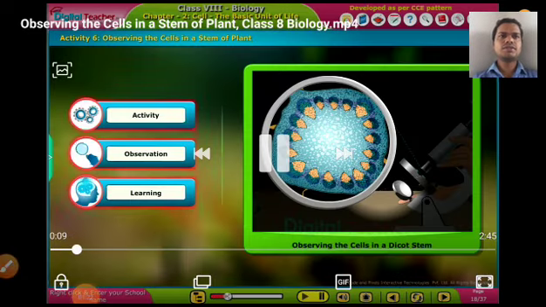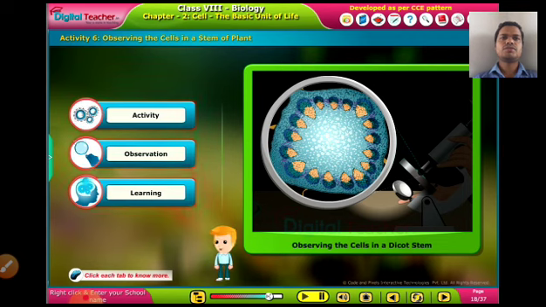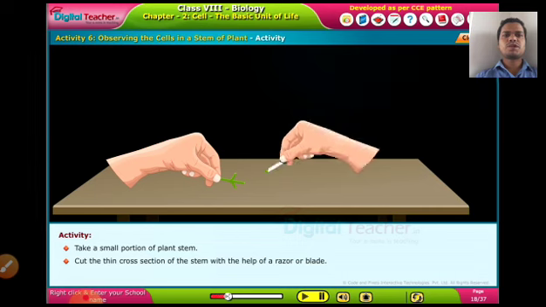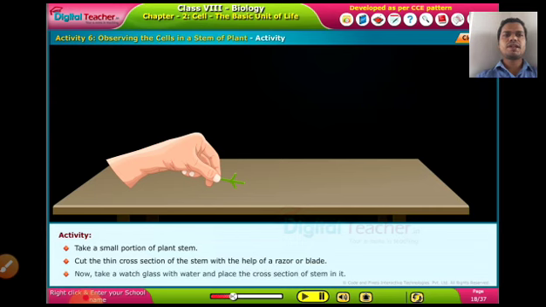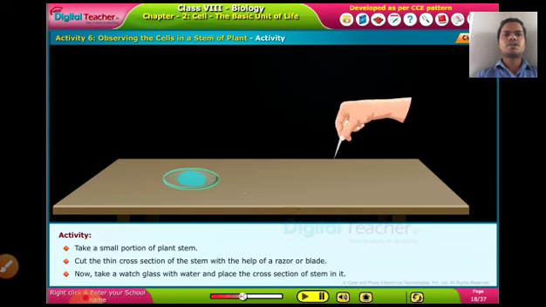Now here, as you can see, this is the activity of observing the cells in the stem of a plant. Now what you have to do? First of all, you require some material. Now what are those materials? First of all, you have to take a small portion of the plant stem. Then you have to take a blade and cut a small section of it. Then take the watch glass and water.